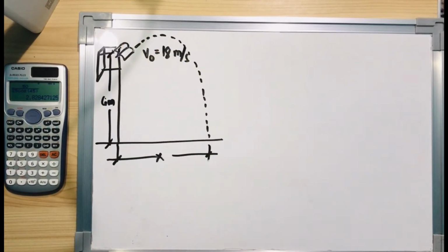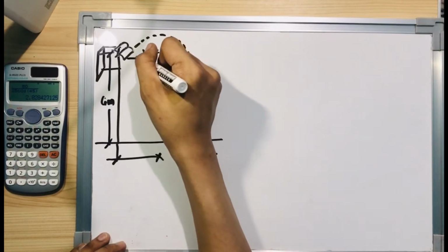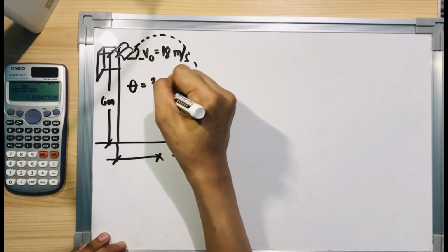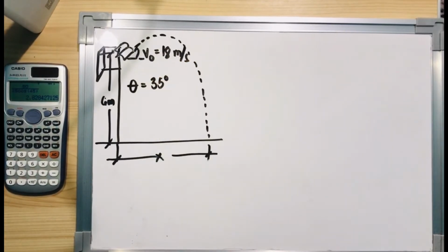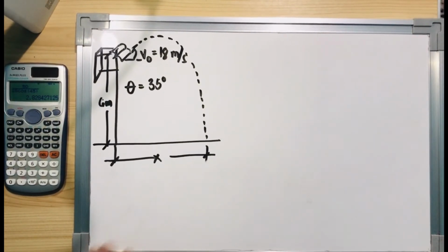Okay. And what else? You have your theta with respect to the horizontal. Theta is equal to 35 degrees. Alright, so that is the given and also the illustration of the problem. Now, what we can do here is, again, let's use the general equation for projectile.